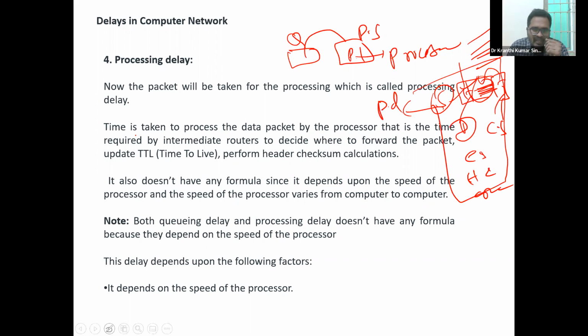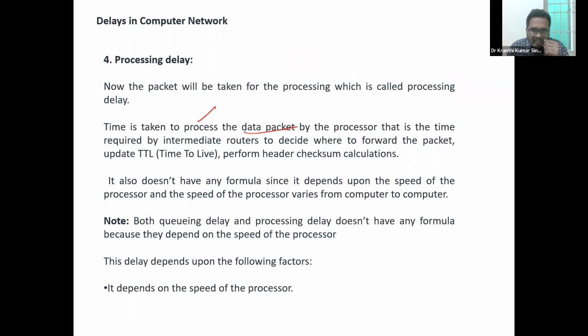Right? See, the time taken to process the data packet by the processor, that is the time required for intermediate routers to decide where to forward the packet, and to update the TTL. TTL means time to live; if a packet has not reached within a particular time, then the sender sends it again. Best example, do you hear me?